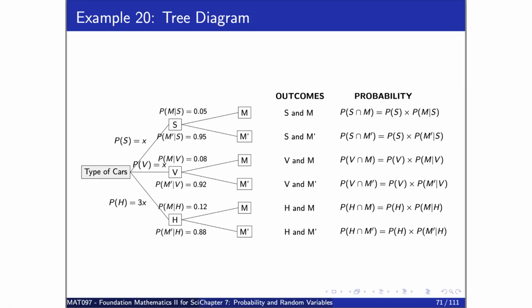Let's set it up together. Our first set of branches represents the car types: sedan, MPV, or hatchback. Since sedans and MPV have the same probability, we can assign them both the variable x. Because hatchbacks are 3 times as likely, their branch gets 3x. From each car type, we draw a second set of branches for the maintenance status: M for needing maintenance, and M prime for not needing maintenance. We then fill in the given percentages as decimals: 0.05 for sedan maintenance, 0.08 for MPV, and 0.12 for hatchback. By subtracting those from 1, we can easily find the M prime probabilities for each branch.